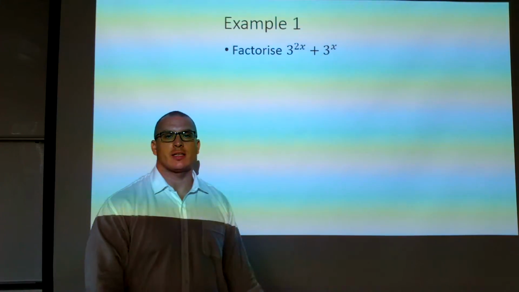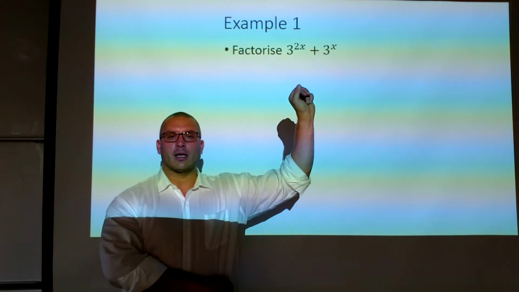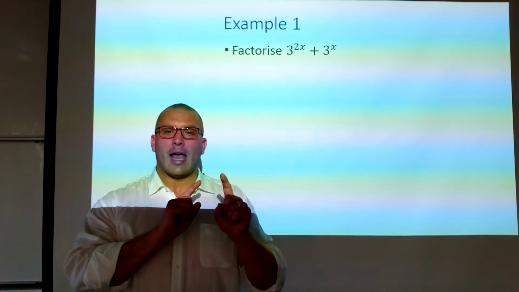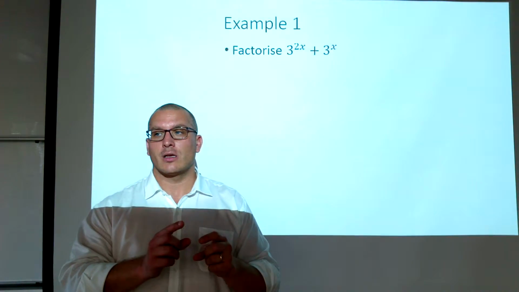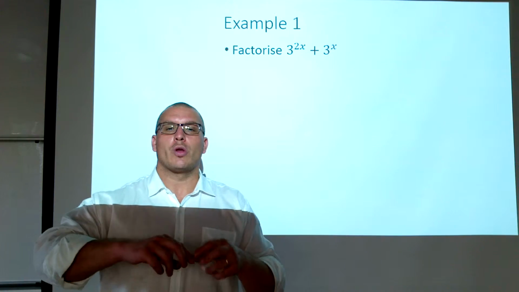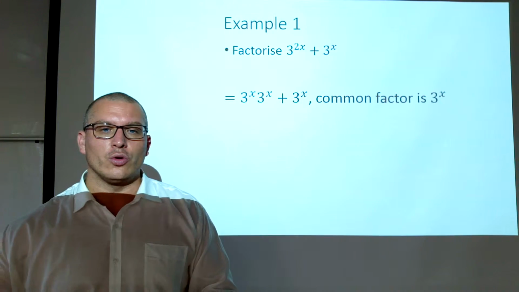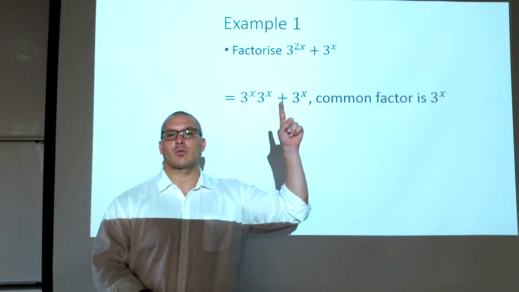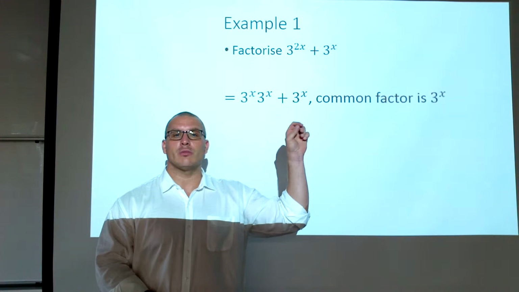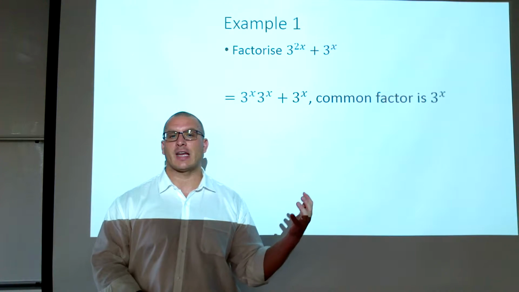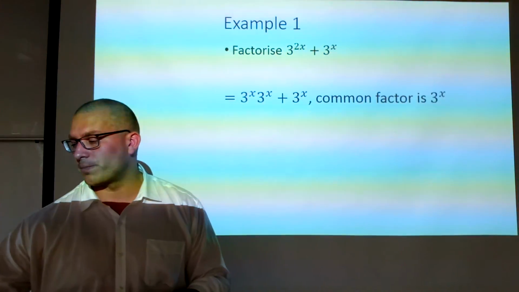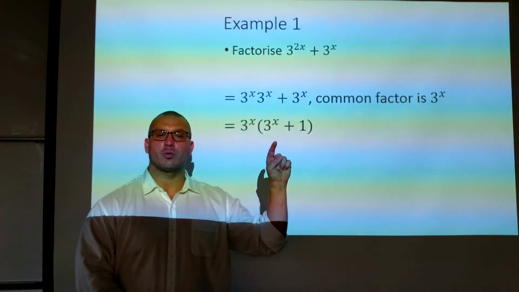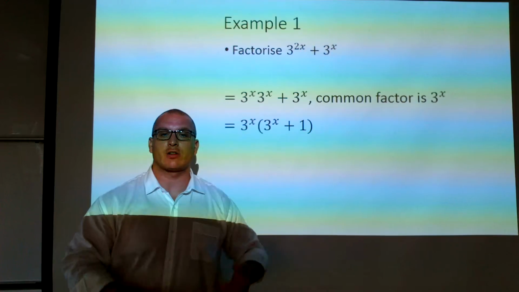First of all, we want to factorise 3 raised to the power of 2x plus 3 to the x. So again, we know x plus x is equal to 2x, and we can add together exponents when they're being multiplied together. So this means here 3 to the power of 2x can be rewritten as 3 to the x times 3 to the x. Now in both my terms, I have a common factor of 3 to the power of x, which I can take out of my expression, giving me 3 to the power of x times everything inside the brackets, which is 3 to the x plus 1. Factorisation is done.